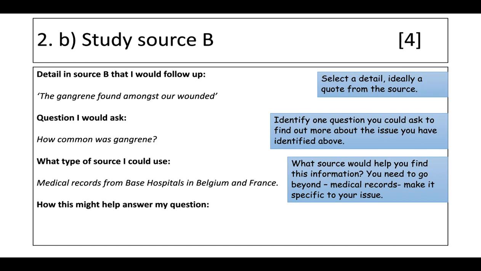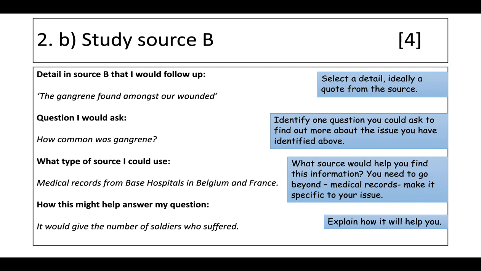Then you need to explain why that source or how that source would help you answer your question. You just need to say what it will show you. What information will those sources give you? Well, it will show you the number of soldiers who suffered from gangrene. That is just a fact. It will give you the soldier, the date they've come in, and what their ailment or injury was. So pretty straightforward, but also quite complicated. Once you get the knack of those, they're really easy, but they take a bit of time to get going.